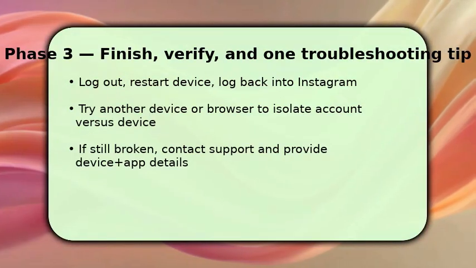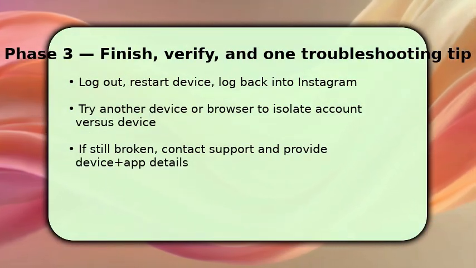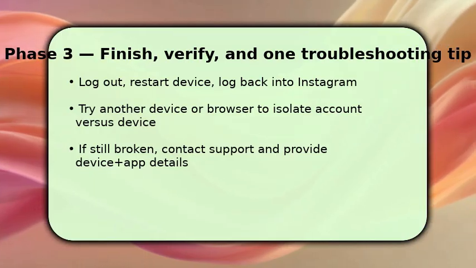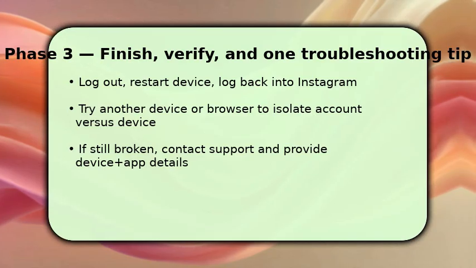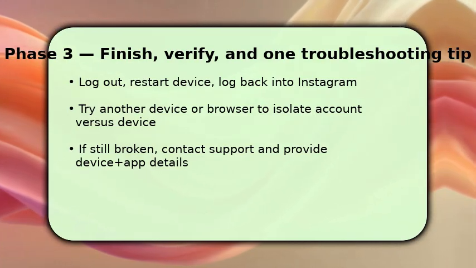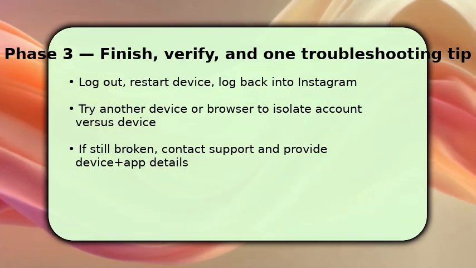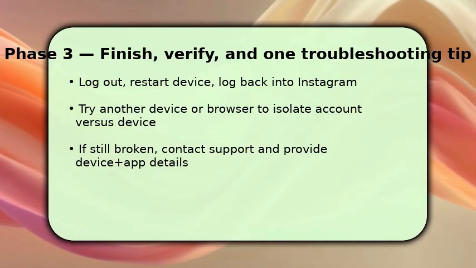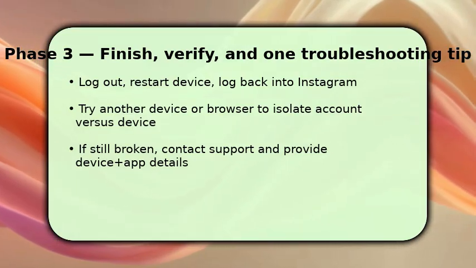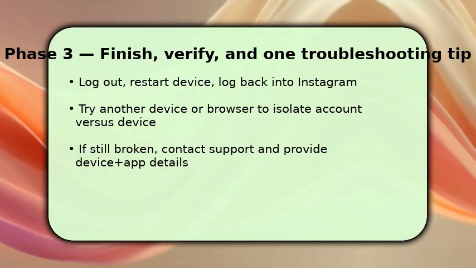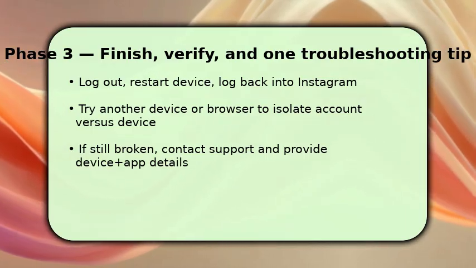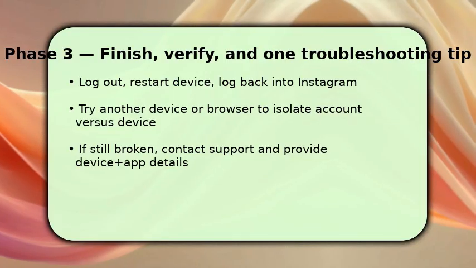To finish, you perform account and isolation checks. Log out, restart the device, then log back in to refresh your session tokens. This solves many server authentication glitches. If photos still won't load, try Instagram on another device or in a browser to see if it's account-wide or device-specific. If the problem persists, contact Instagram support with your device model, app version, and a brief timeline.